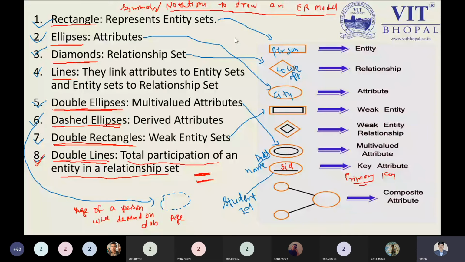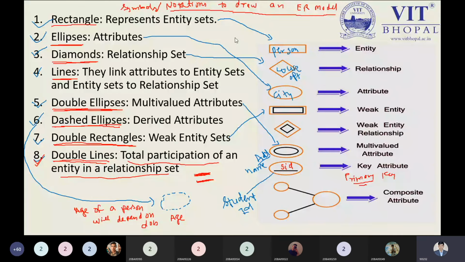Now point 8.1 is very interesting, and do not have any confusion over here. It is a very interesting point we have to understand. When do we use double lines? I will show it with the help of an example. Double lines describe the total participation. This symbol is known as total participation.